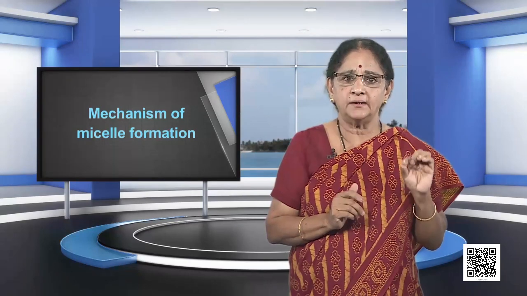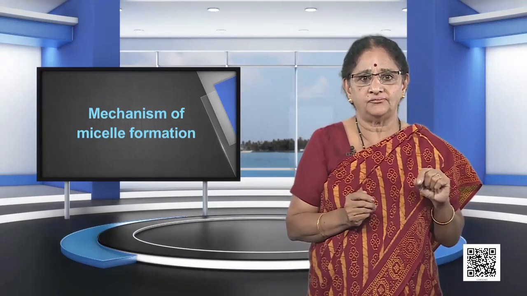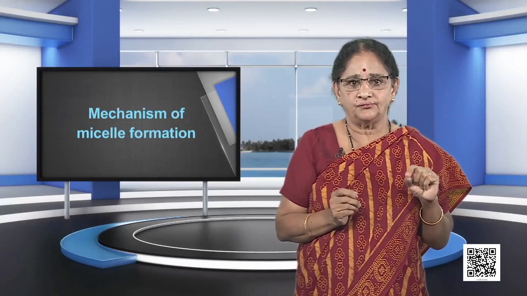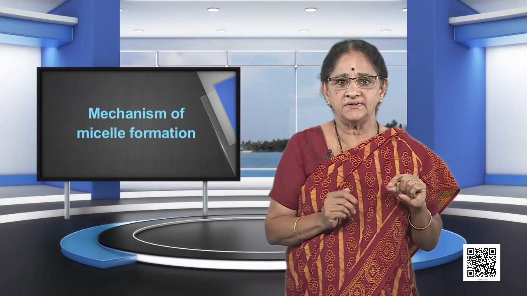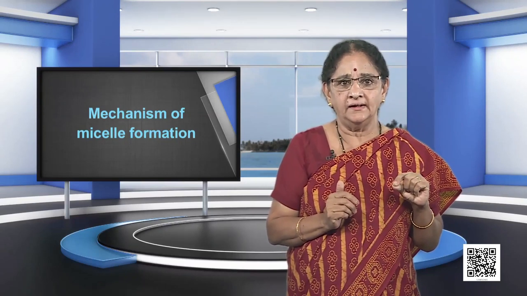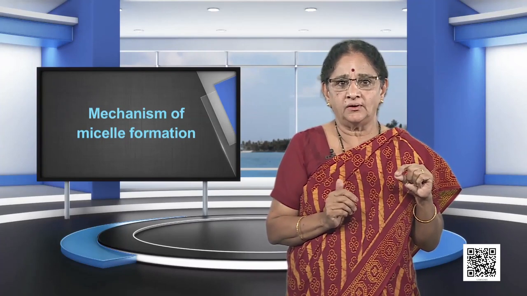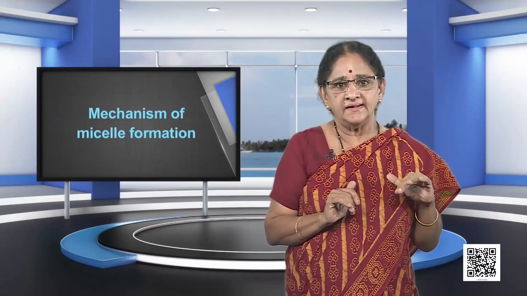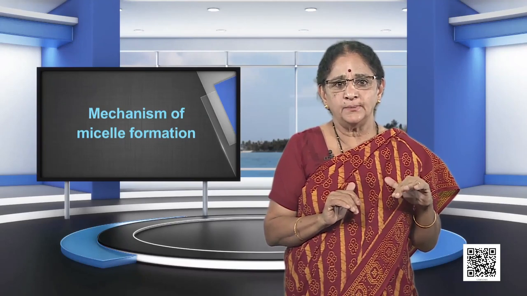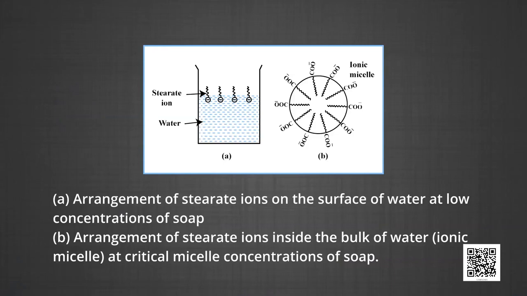But at critical micelle concentration, the anions are pulled into the bulk of the solution and aggregate to form a spherical shape with their hydrocarbon chains pointing towards the center of the sphere, and the carboxylate part remaining outward on the surface of the sphere. An aggregate thus formed is known as ionic micelle.